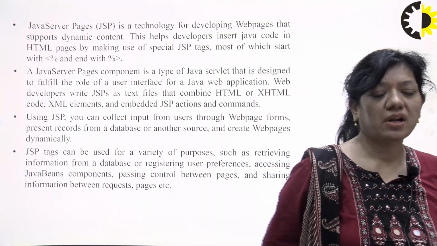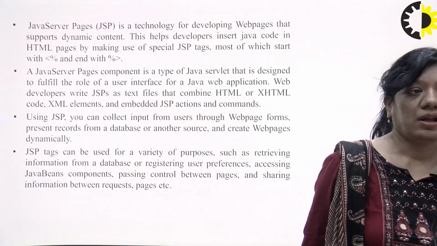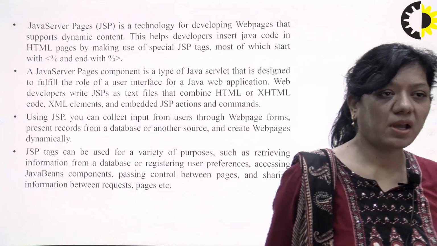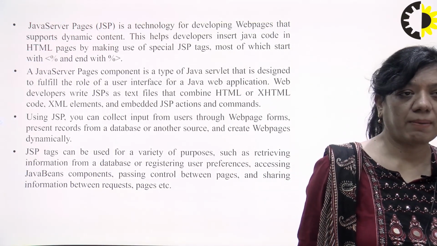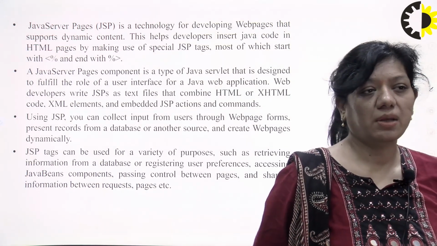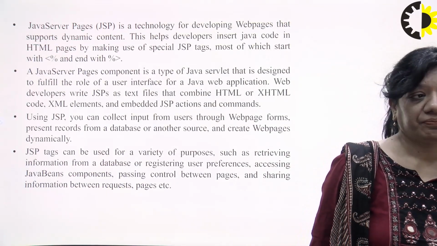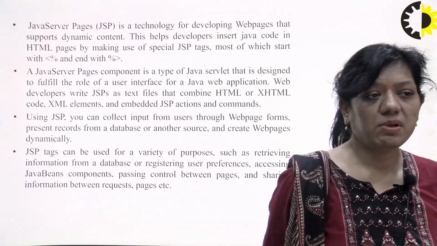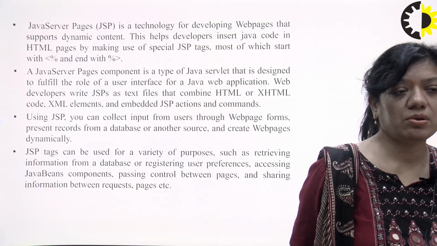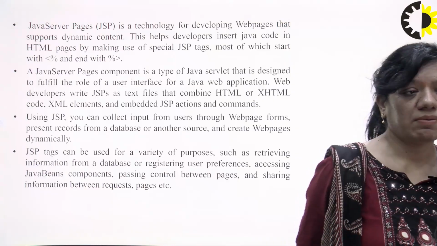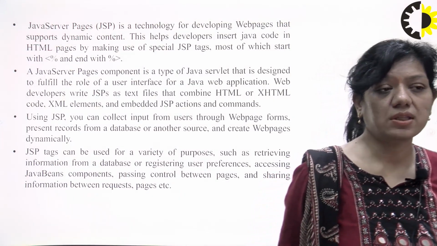Web developers write JSP as a text file that combines HTML or XHTML code, XML elements, and embedded JSP actions and commands. So using JSP, you can collect input from users through web page forms, present records from a database or another source, and create web pages dynamically. JSP tags can be used for a variety of purposes, such as retrieving information from a database, registering user preferences, accessing JavaBeans components, passing control between pages, and sharing information between request pages, etc.